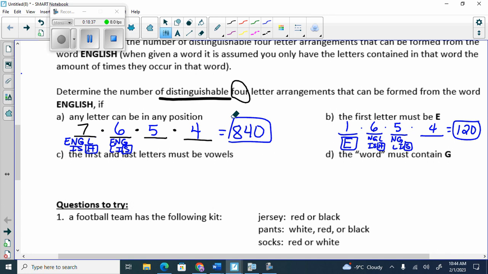Consonants. Consonants are not vowels. There are 26 letters in the alphabet, right? If 5 of them are vowels, how many are consonants? There are 26. 5 are vowels. There are 21 consonants, right?